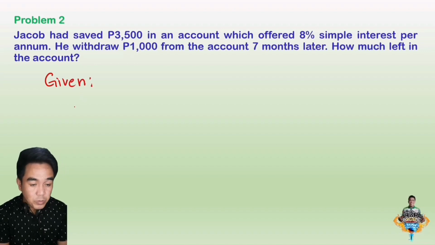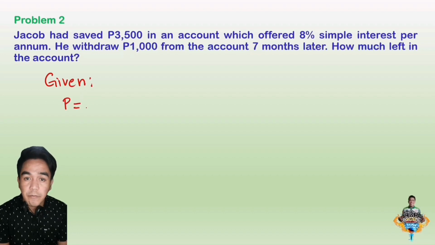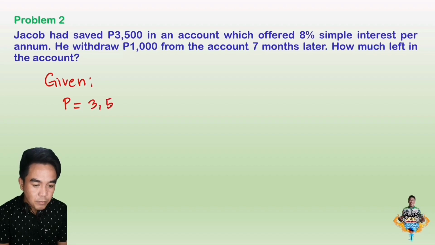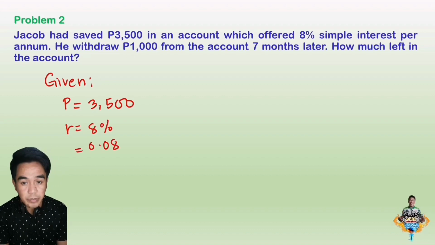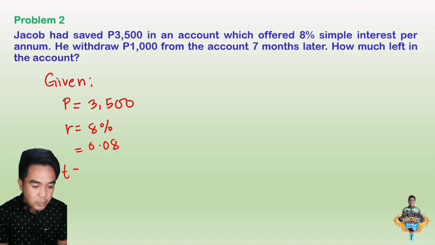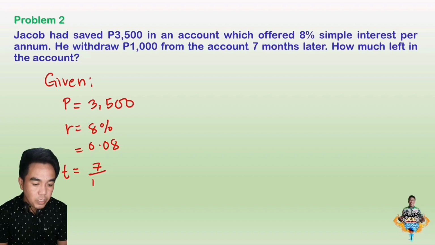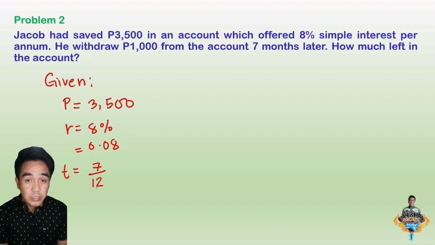Saved, invested, or deposited are what we call the present, face, or the principal value. The rate is 8%, or that is equal to 0.08. He withdrew 1,000 from the account 7 months later, so the time is 7 months. It should be expressed in years, so we know that there are 12 months in a year. That is 7 over 12.